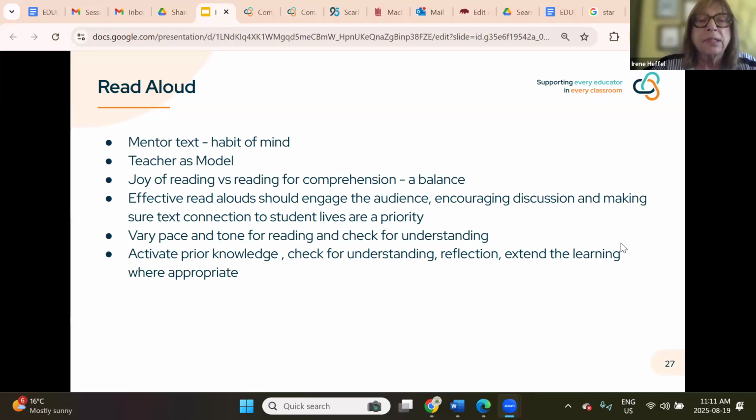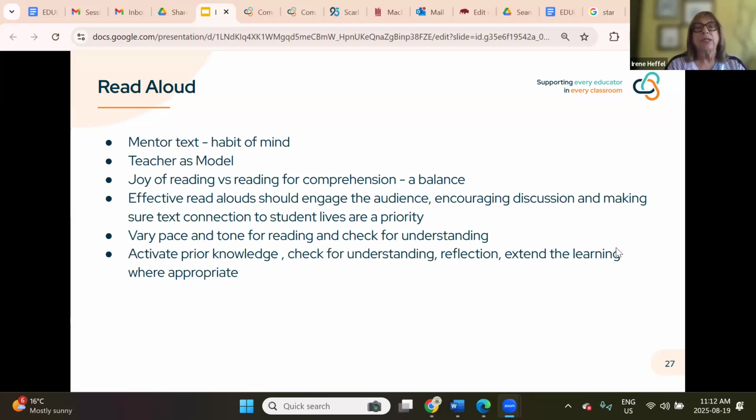But all of this goes back to the notion of having a mentor text where you show students how you activate your background knowledge around a topic. You stop and check for understanding, and then you reflect. And again, that's that modeling. And now I want my students to work with me with good questioning around a piece of text or the same text. So those are, to me, the really important components of good read aloud.